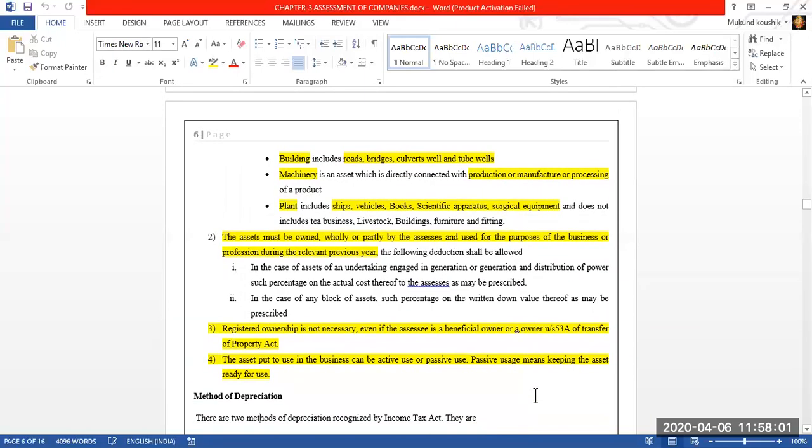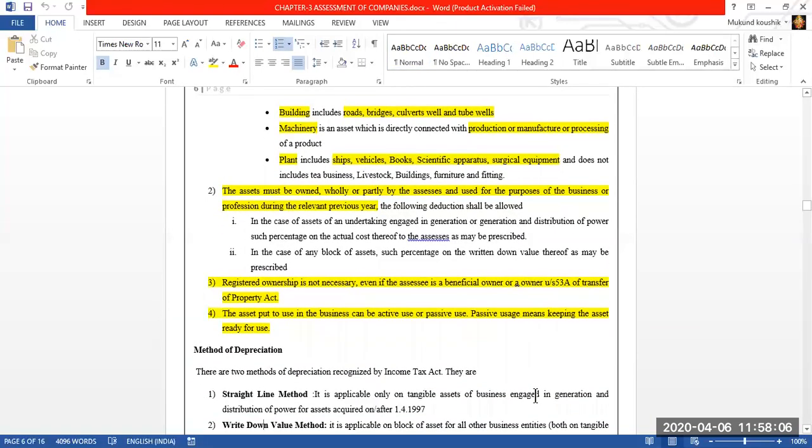Now again, I hope you have understood condition number 1 clearly. Now the second condition which has to be followed by an assessee in order to claim depreciation on an asset is that the asset must be owned by the assessee, either wholly or partially, and it should also be used for the purpose of business or profession during the relevant previous year.